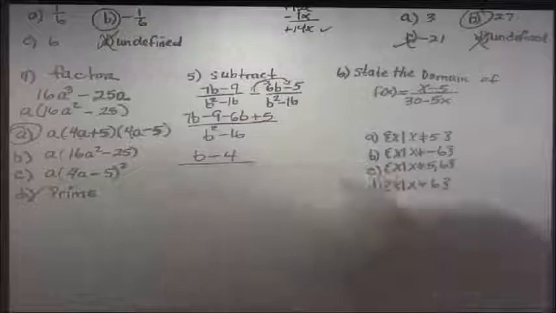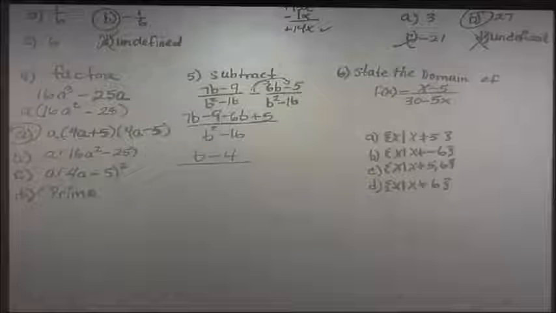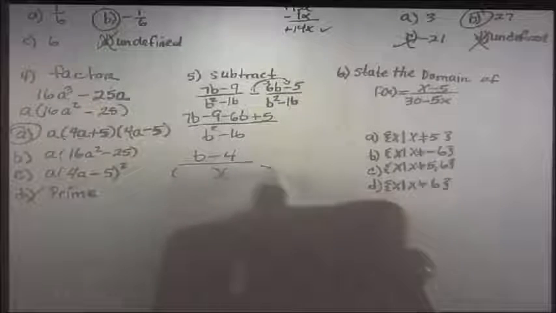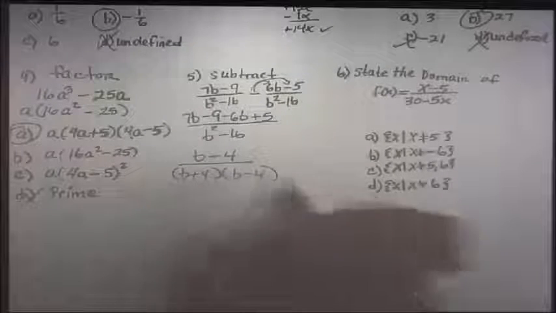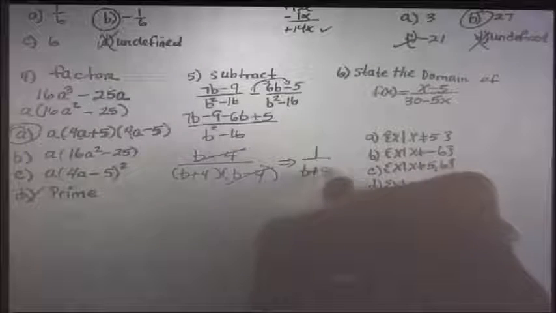Here we are with the factoring part now. So now we're at the simplification part. If you could factor something, this is the time to do it. We have b squared minus 16, which we know breaks up into (b plus 4)(b minus 4). What happens next? 1 over b plus 4.